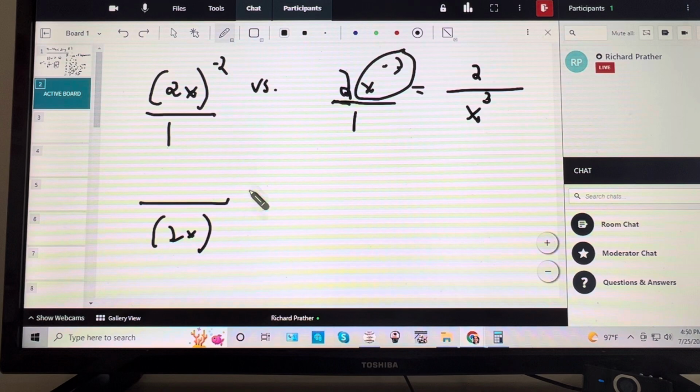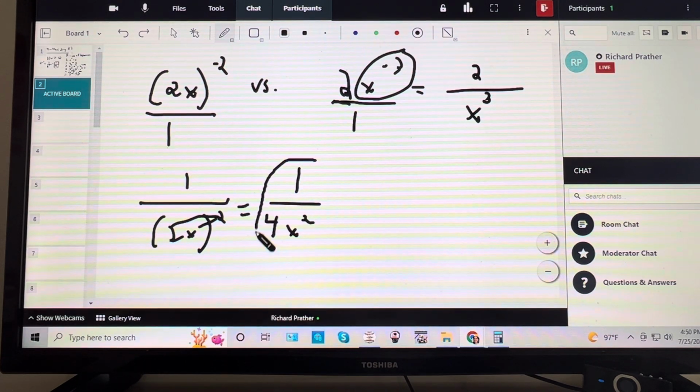The negative 2 changes to a positive 2. And then there's literally nothing left in the top, but the top of a fraction can't be blank, so we have to put a 1. And then you could square both of these because it's multiplication and not addition. So they may or may not do this step, but another possible answer would be 1 over 4. 2 squared is 4, and x squared is just x squared. So they might have this as the answer.